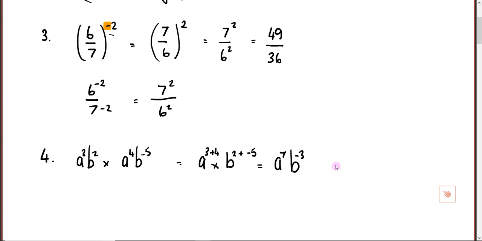And then we finish it off, because this is a negative exponent. So Charlie, we need to make it positive. So we have a to the power of 7. Now just remember, a to the power of 7 is not affected by the negative exponent. That doesn't go anywhere. The b is affected by the negative exponent, so therefore we have this. Okay?